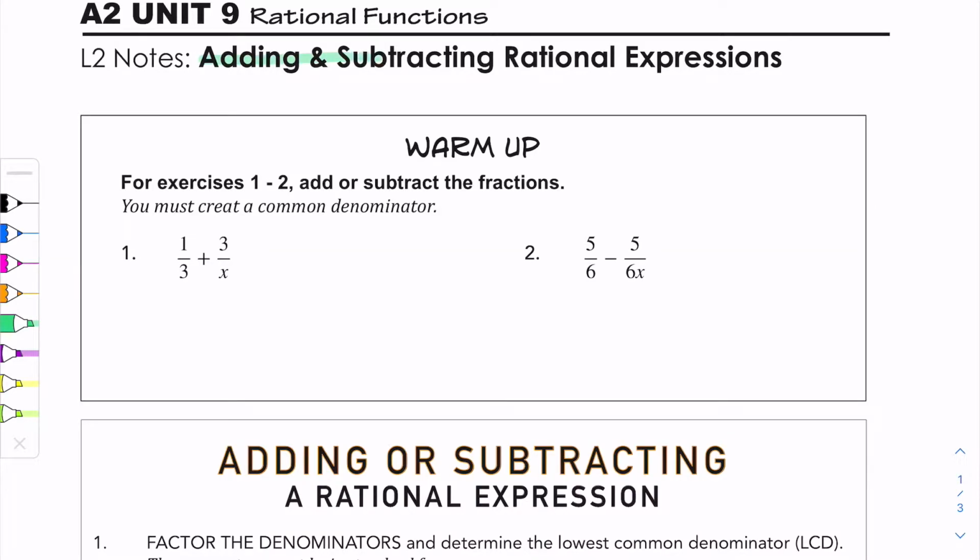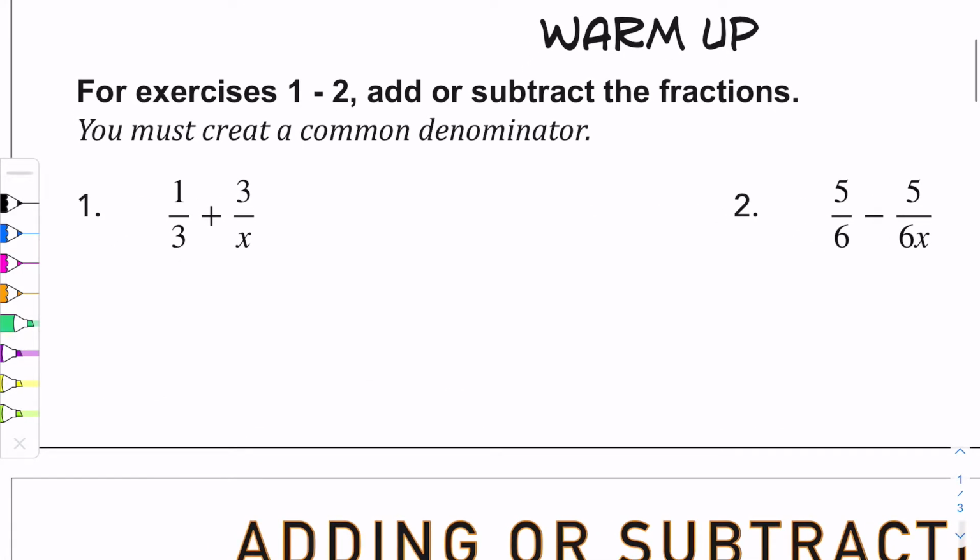Adding or subtracting rational expressions. Before we jump right into rational expressions, we're going to start with a warm-up of adding basic fractions. When you're adding basic fractions, you must always create a common denominator. And creating a common denominator can sometimes mean that you're multiplying each expression by the alternate denominator, and sometimes it might mean that you're only multiplying by part of a denominator.